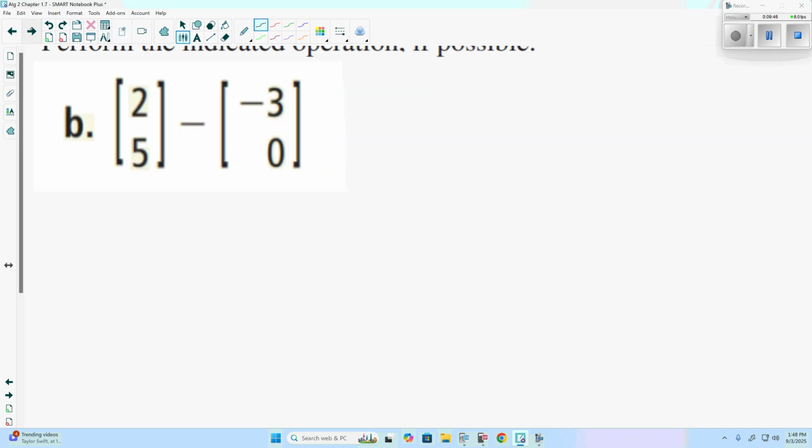Because if we looked at this one here, 2 minus negative 3, the negative and negative would make a positive, telling us 2 plus 3, which is 5. 5 minus 0.